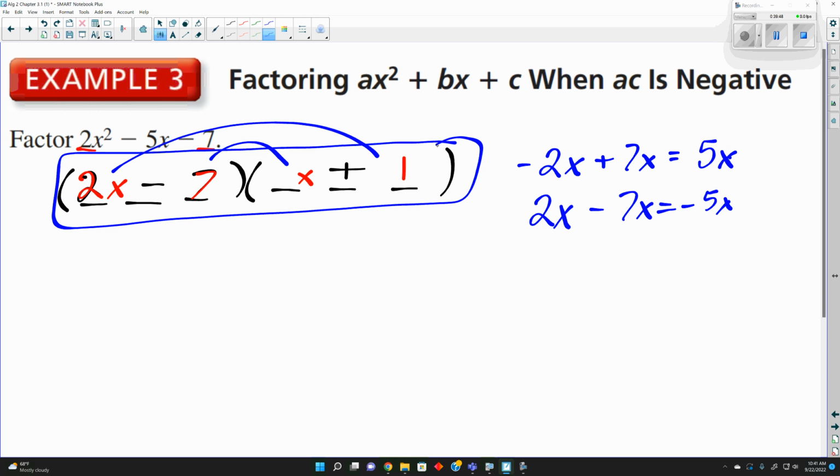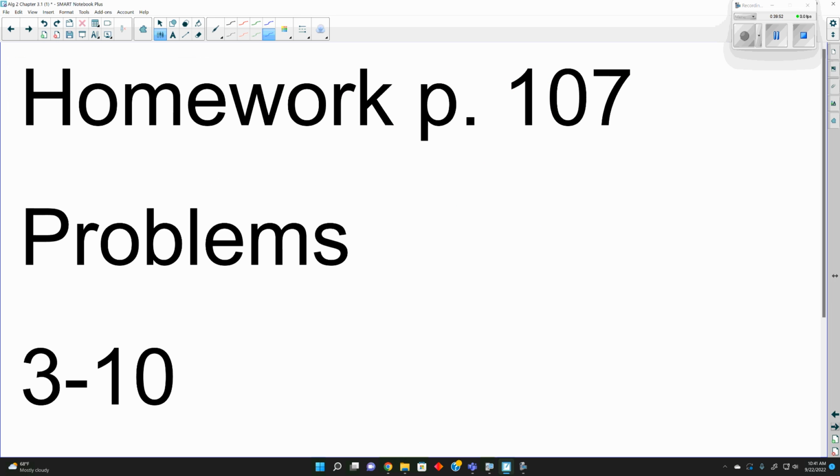Any other questions on this here? 3 through 10. That's not too bad. Now, I will say this again, with these here, the more of them that you do, the better you're going to get it.